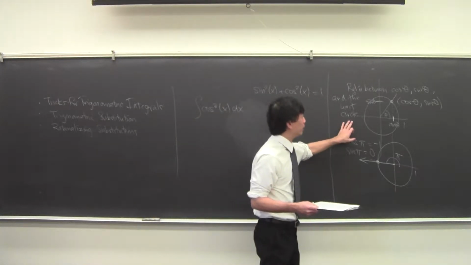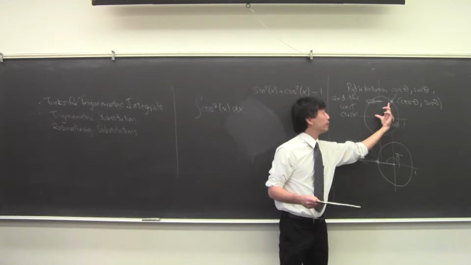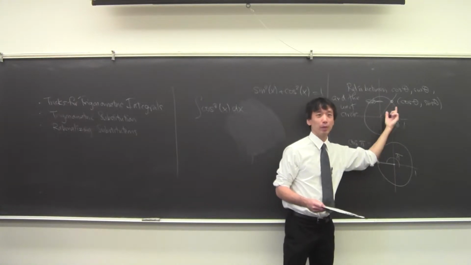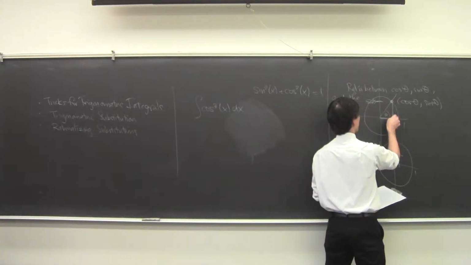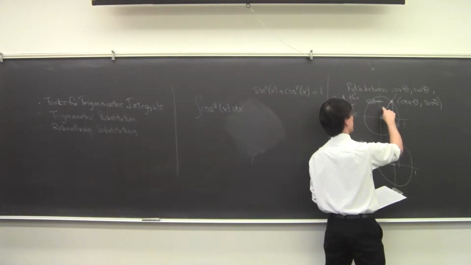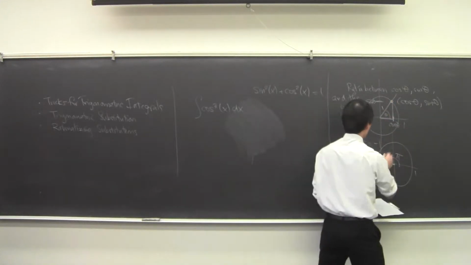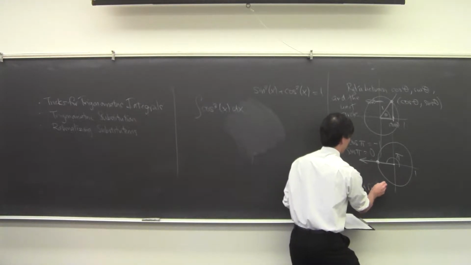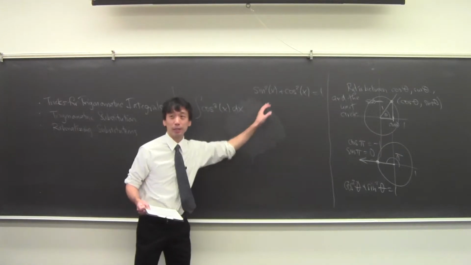So sine squared plus cosine squared is the squared distance to 0. So that's always going to be 1. Cosine squared plus sine squared gives us this thing squared, but this is the unit circle, so that's always going to be 1. So cosine squared plus sine squared is always 1, and that's called the Pythagorean identity.